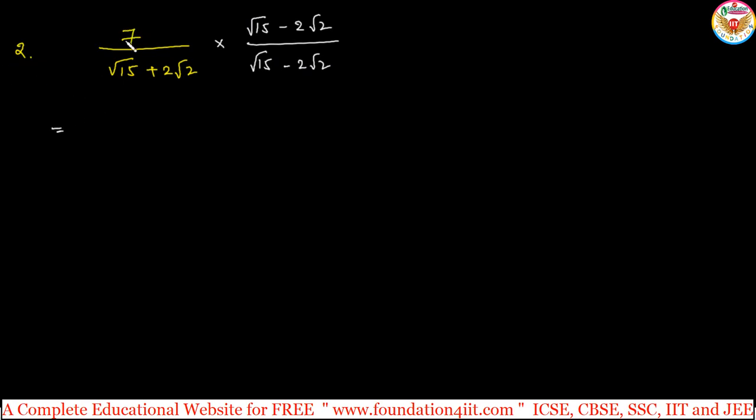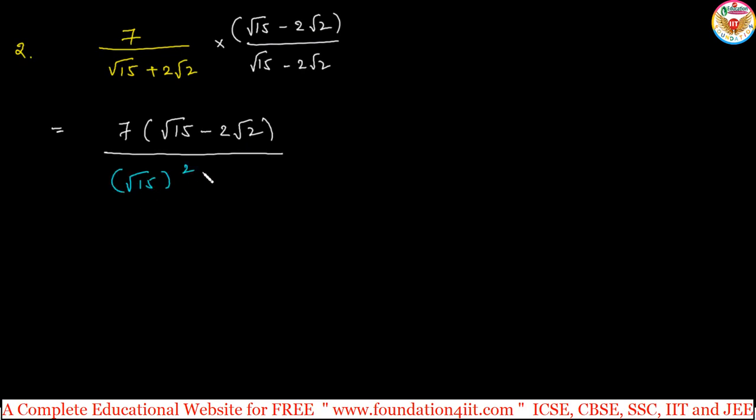In the previous problem the numerator was only 1, so as it is I wrote. With 7 you should multiply this. So 7 into root 15 minus 2 root 2, divided by, using the a plus b into a minus b formula, root 15 whole square minus 2 root 2 whole square. So a plus b into a minus b, right? The a square minus b square formula.